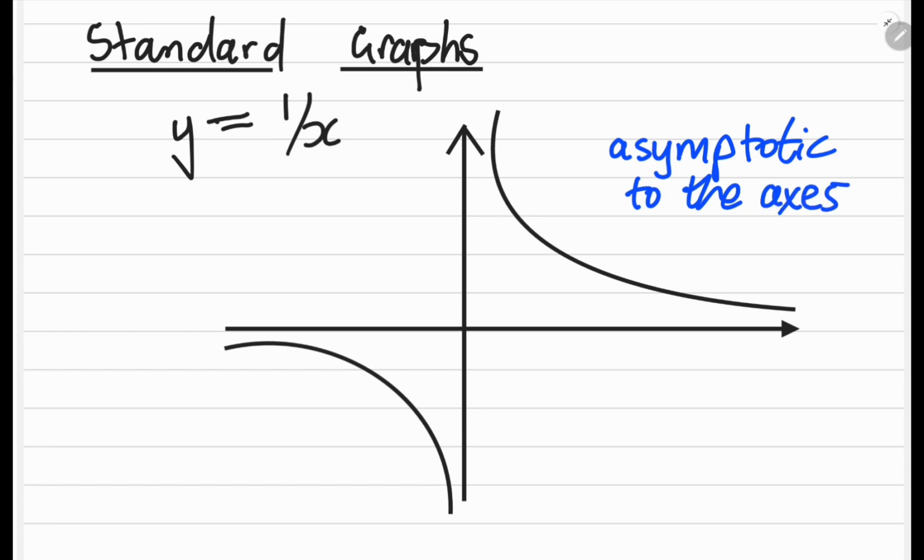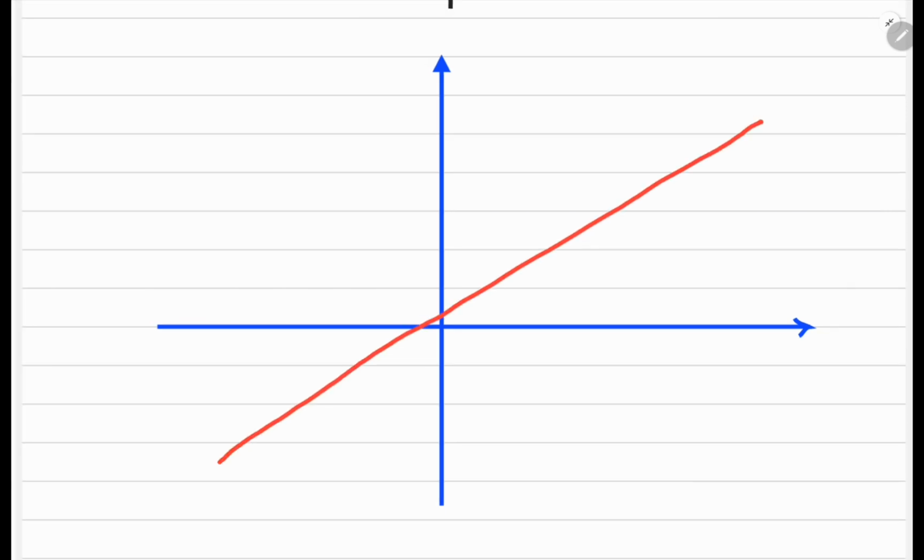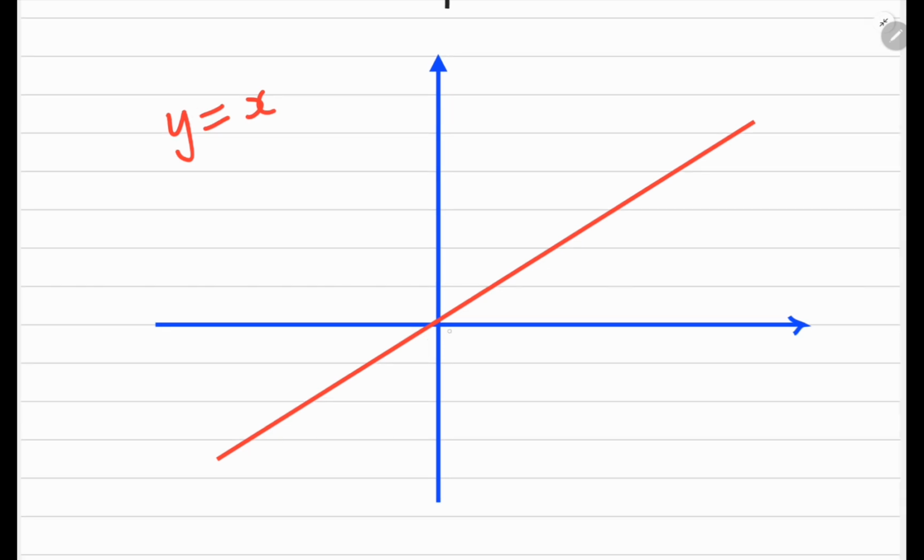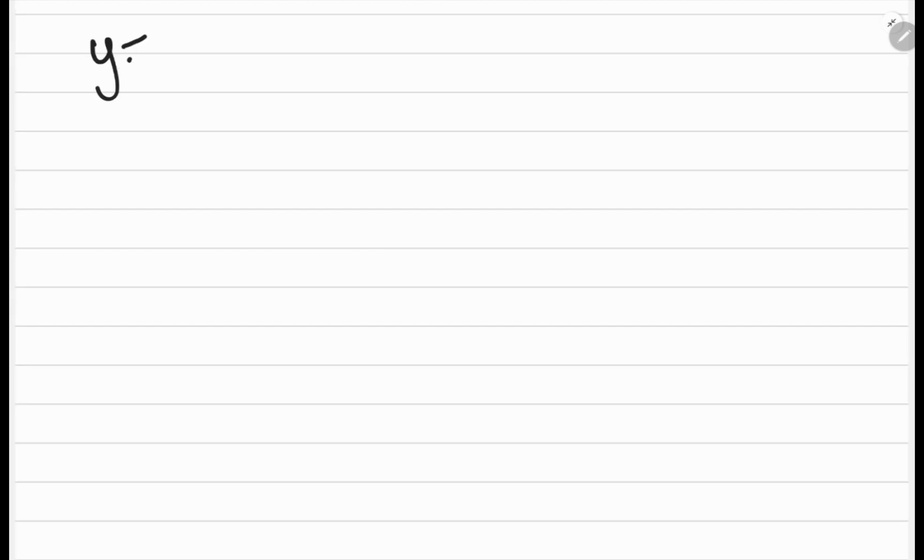The next graph is the graph of y is equal to x. This one is symmetric about the axis, passes through the origin, and every y coordinate is equal to every x coordinate. Y is equal to x squared.